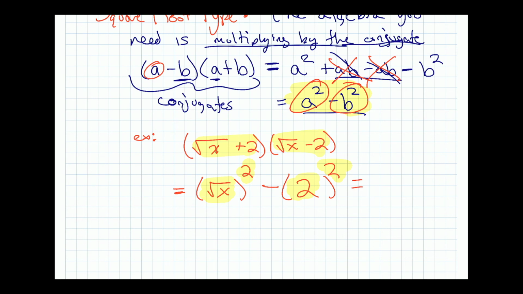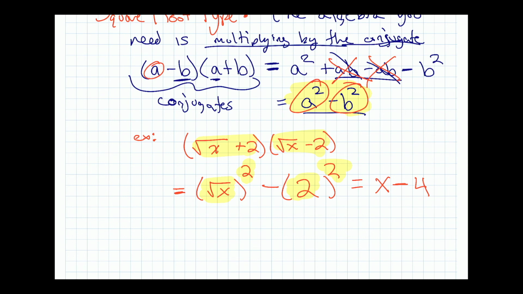What's it work out to? Well, the square root of x squared is going to be just x, and minus 2 squared is going to be 4. So there you go. That's what would happen to square root x plus 2, square root x minus 2.